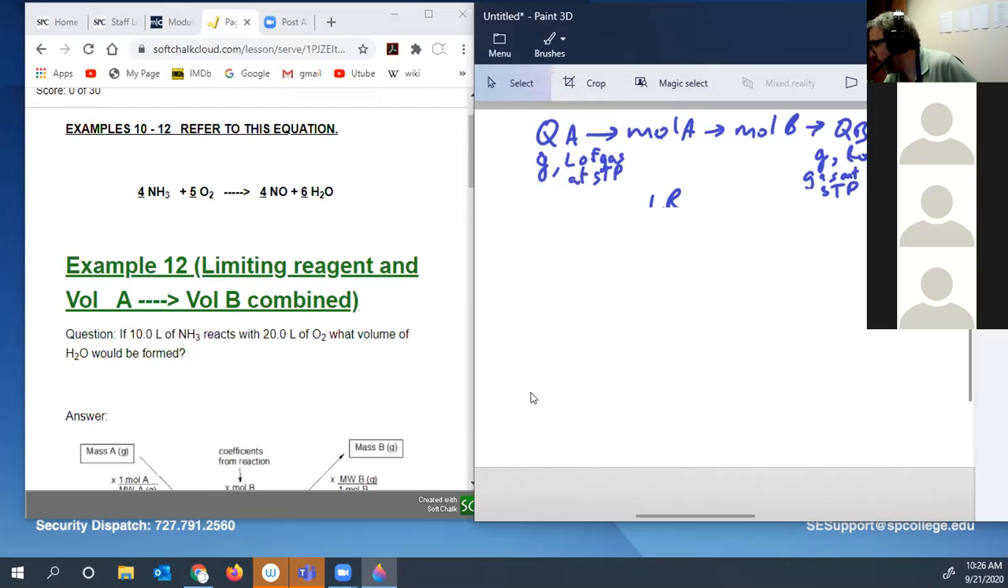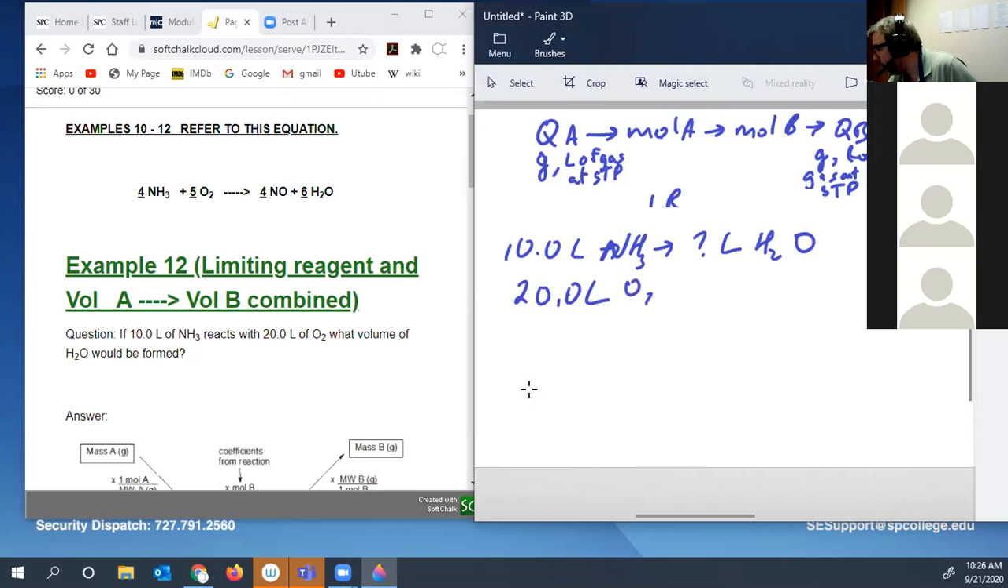And what we would do here, the approach we would take, is we want to figure out how much water we're getting from 10 liters of NH3 and from 20.0 liters of O2. We know we need liters of water because it says volume. So this is a slightly different problem because we need to go one step further than just finding the limiting reagent. It's not like we couldn't find the limiting reagent, we could, but that's not what we're being asked for here. Now we will get it as a consequence though.